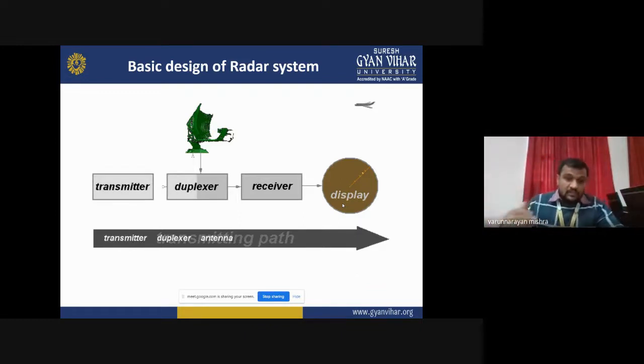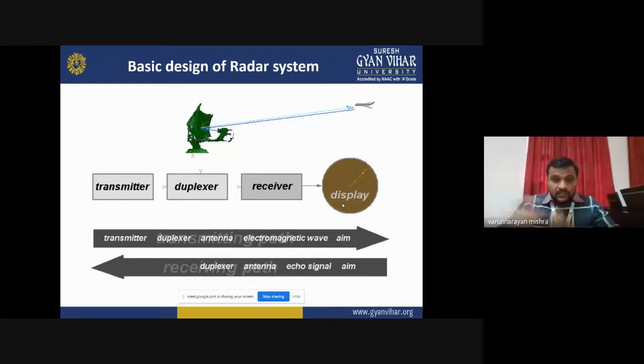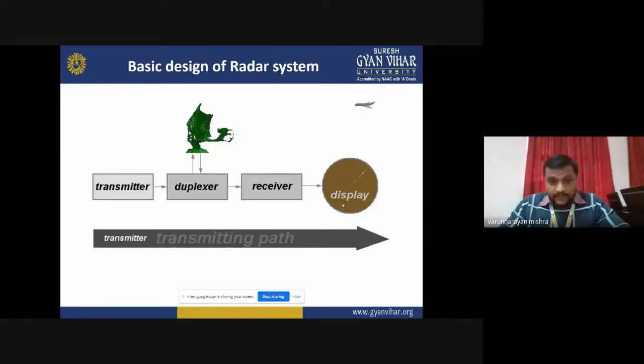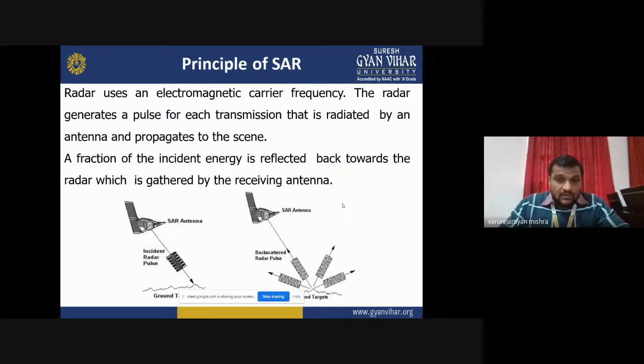So a duplexer works two ways, as a transmitter as well as a receiver, and the energy coming from the target after the interaction with the target on the earth surface will be received by the sensor. Okay, so this is the principle of the SAR, or synthetic aperture radar.